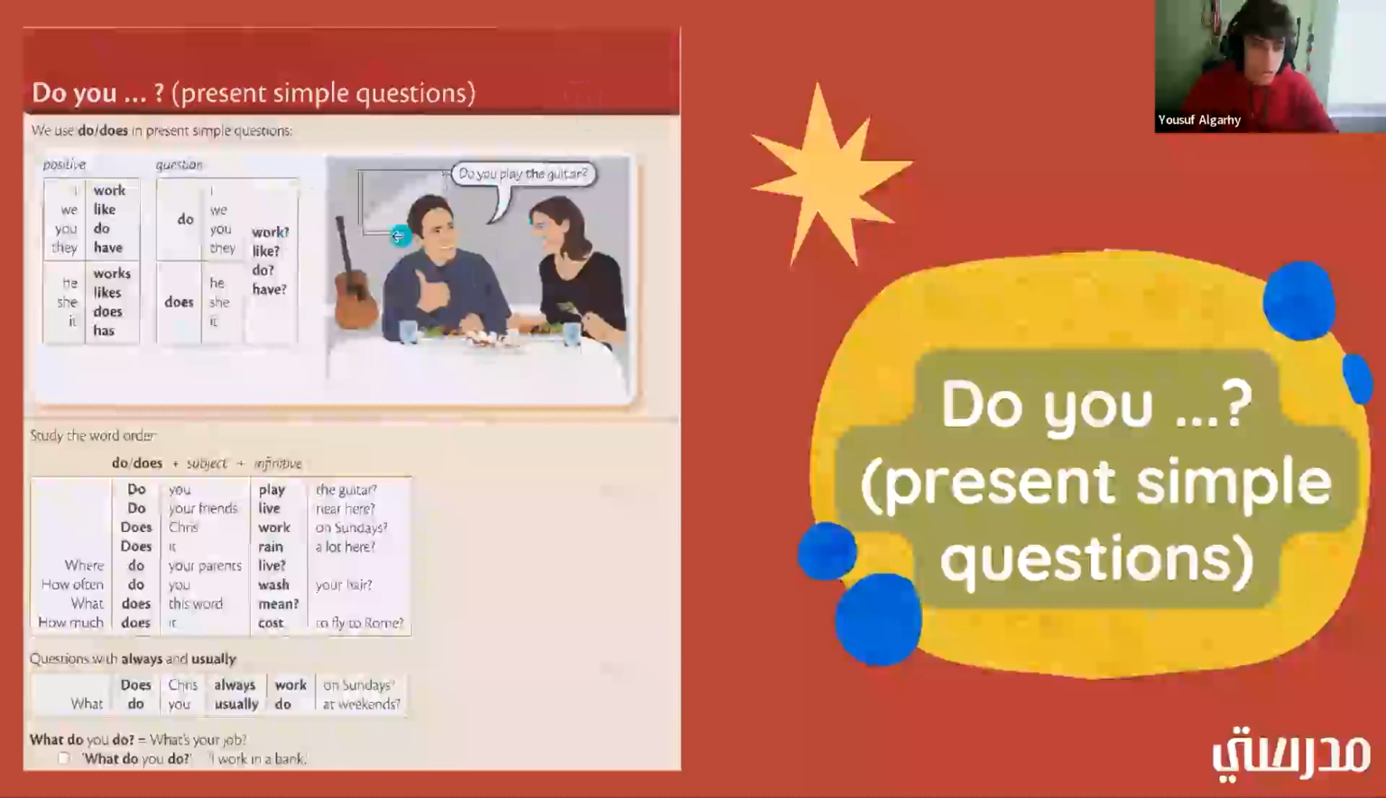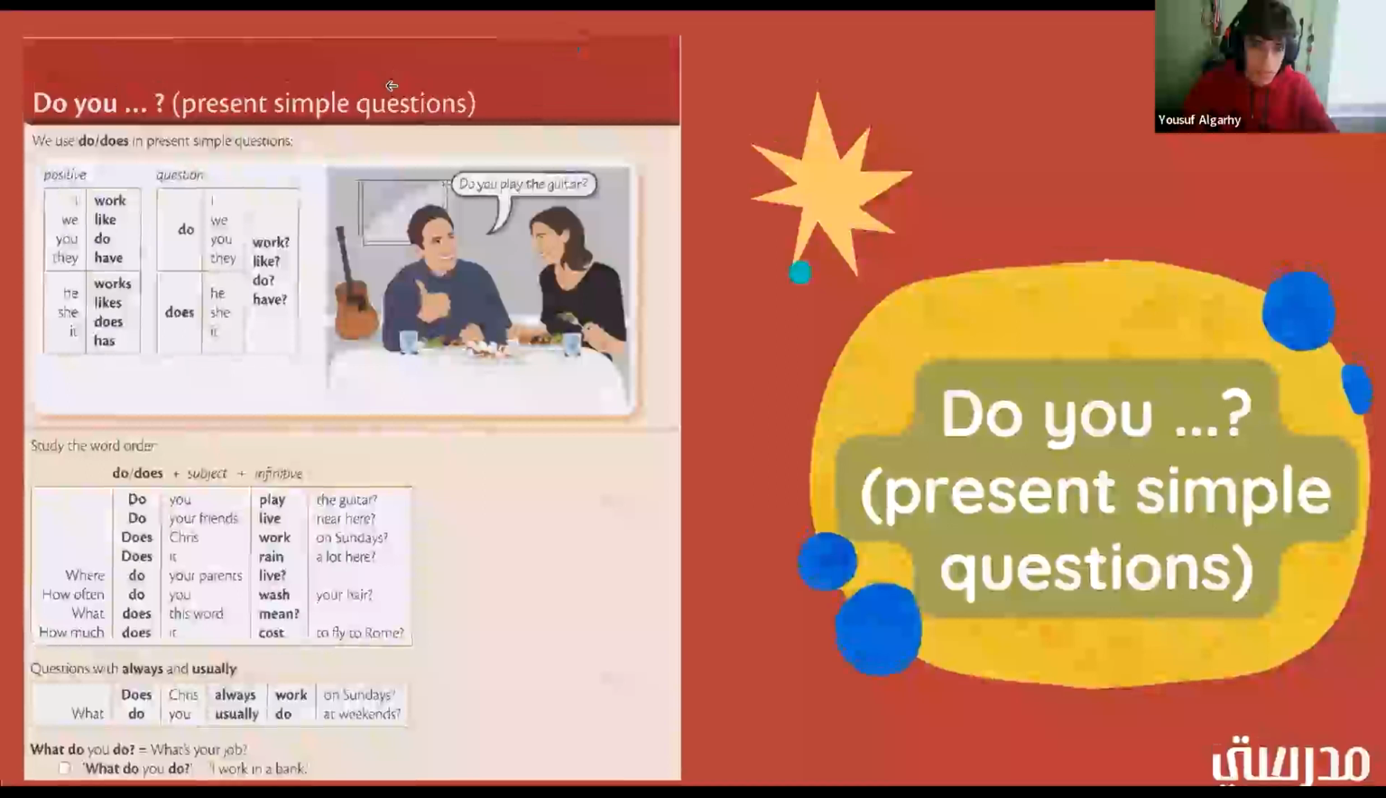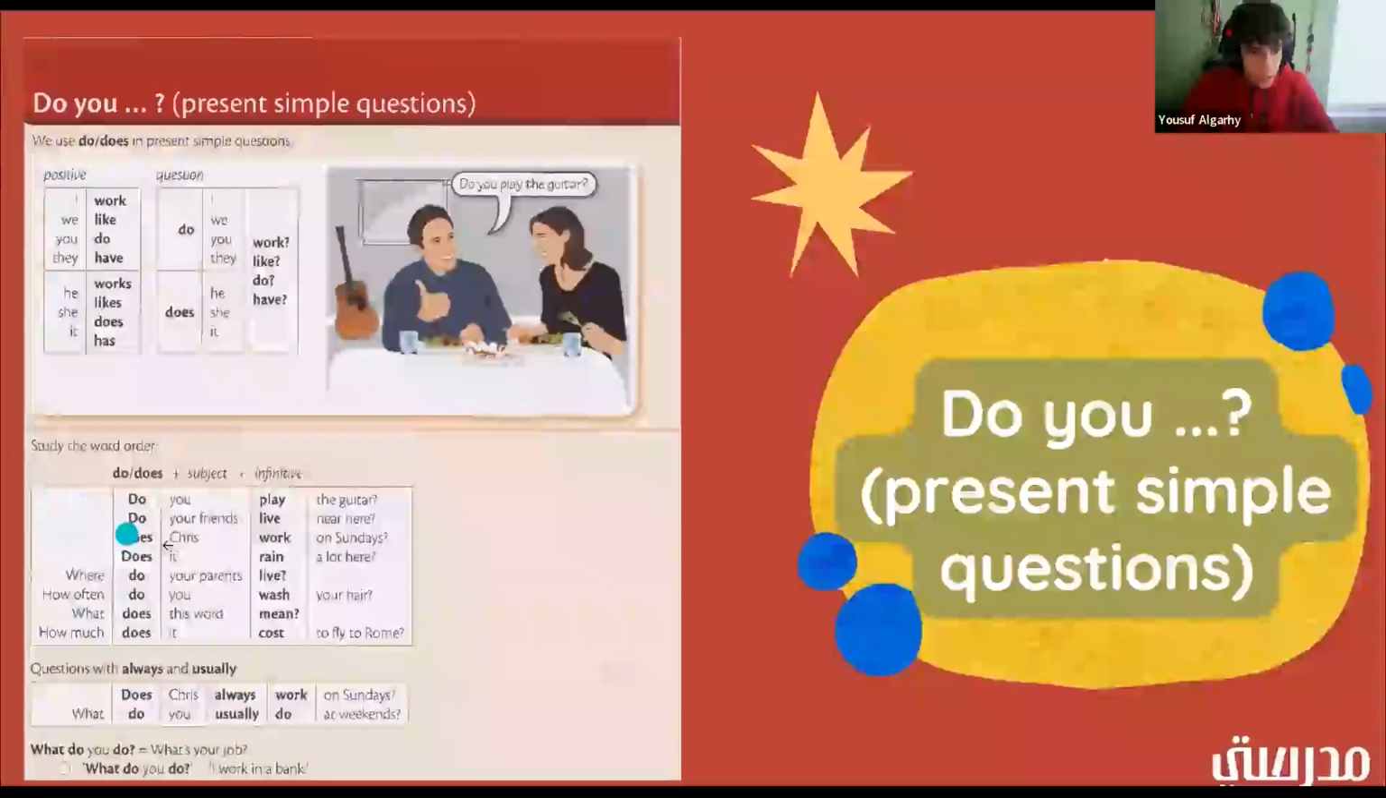Okay, so here we have a picture with two people, and the man asks, do you play the guitar? All right, so here we have word order. Okay, so we have do or does, and then you're the subject, so what you're talking about, and then the infinitive. Okay, so do you play the guitar? Do your friends live near here? Does Chris work on Sundays? Does it rain a lot here? Where do your parents live? How often do you wash your hair? What does this word mean? How much does it cost to fly to Rome?